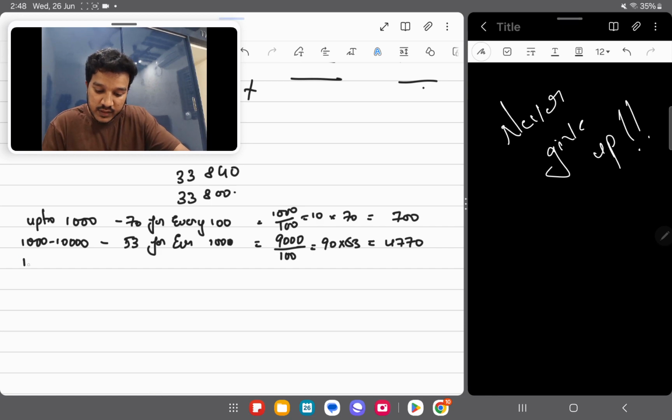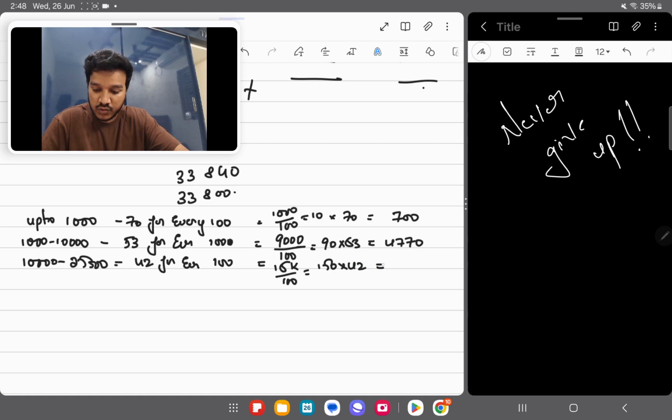Now we will see 10,000 to 25,000. Here it is 42 for every 100. So how many are there? 15,000 divided by 100, which comes to 150. That should be multiplied by 42, which comes to 6,300, right?